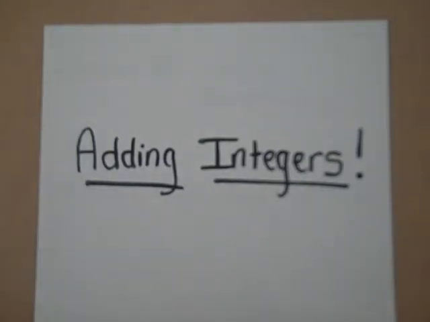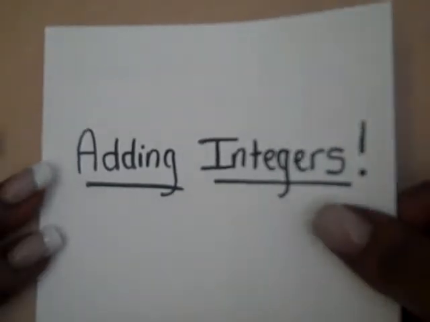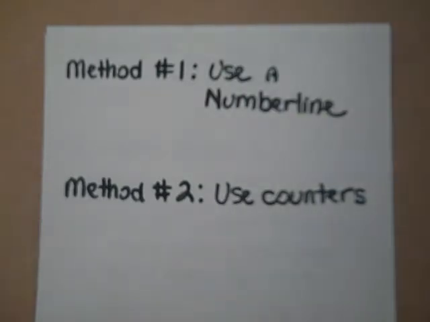Hello, today's lesson we're going to talk about not only adding integers but how to model the addition of integers. That means to show how you would add integers. There are actually two methods that you could do to show the addition of integers. The first method is to use a number line. The second method is to use counters.